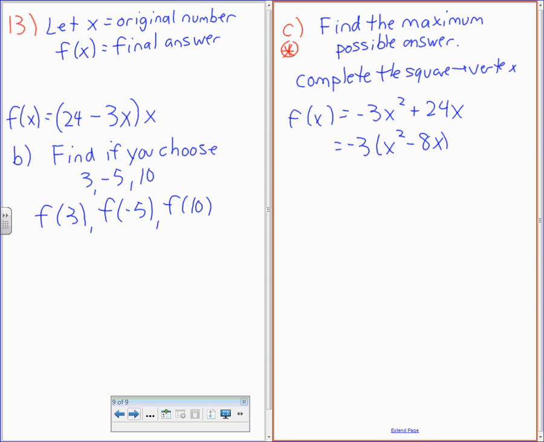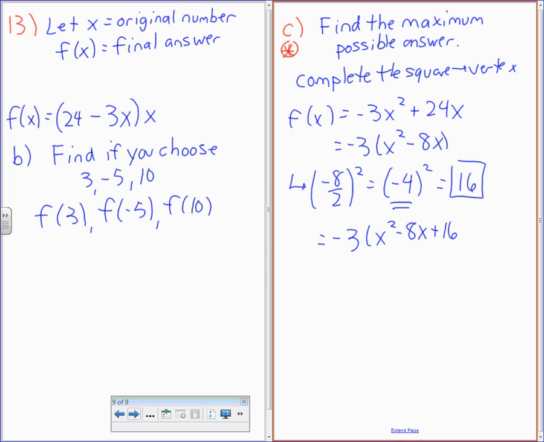Yes, there you go. Negative 3, good. Next step here is going to be what? Somebody else. Somebody be brave. The quiet majority of the class. Cassidy, go. Good. Yes, negative 8 over 2 squared, which happens to be negative 4 squared, which happens to be 16. Okay, Emily, you be brave now and tell me what to do next. You add and subtract. Very good. So it's going to be negative 3 x squared minus 8x plus 16 minus 16.